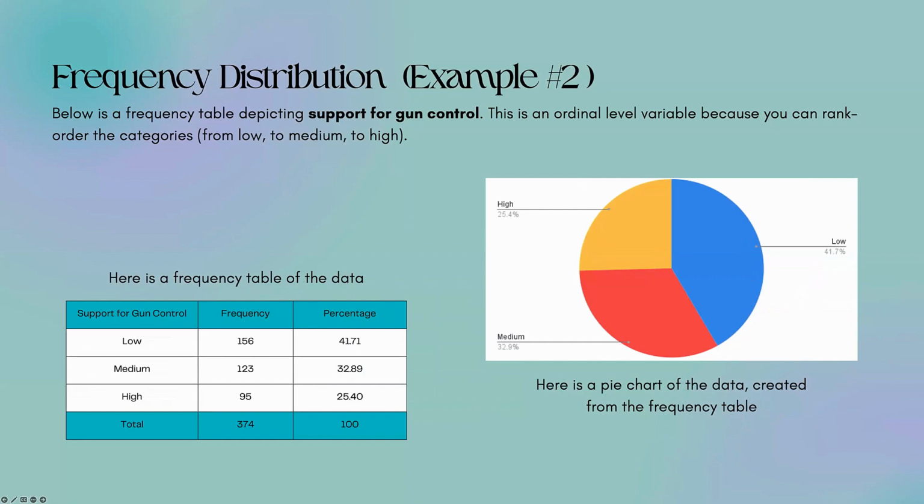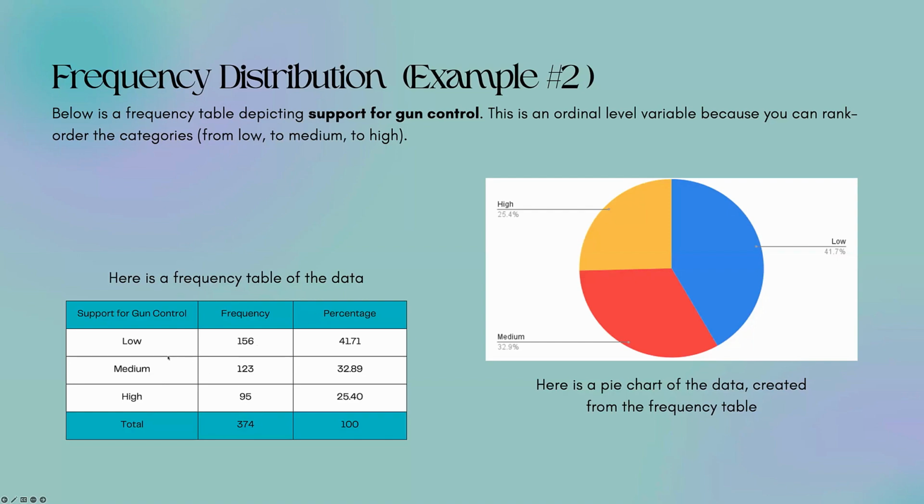Here's another one. It's a frequency table depicting support for gun control. This is an ordinal variable because you can rank order the categories, and we ask them, what is your level of support for gun control? Low support, medium support, or high support? People were asked to categorize themselves along this kind of scale. 156 said low, 123 said medium, 95 said high. This is out of 374 people.